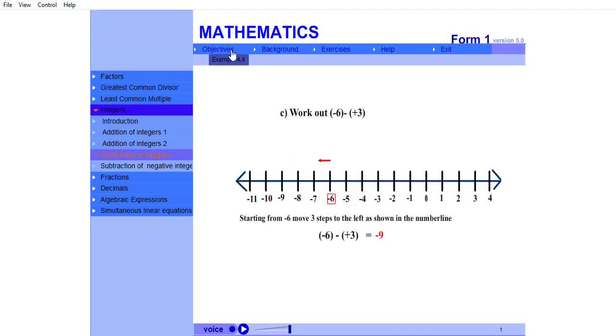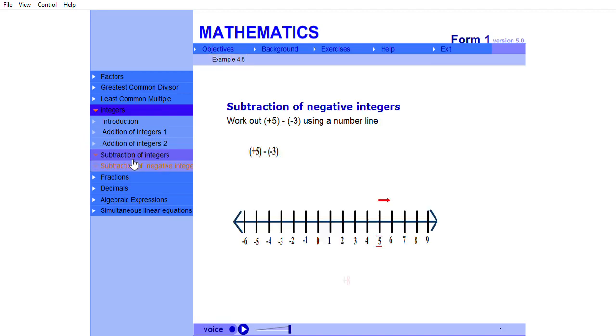C. Work out (-6) minus (+3). Starting from -6, move 3 steps to the left as shown on the number line. Subtraction of negative integers.